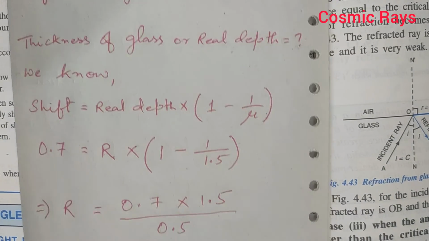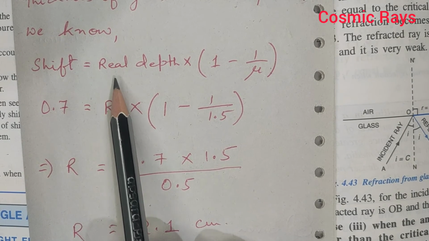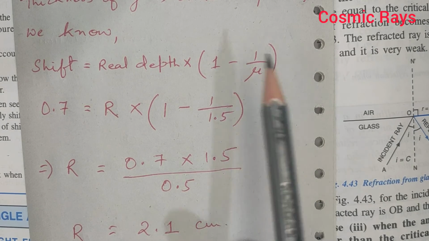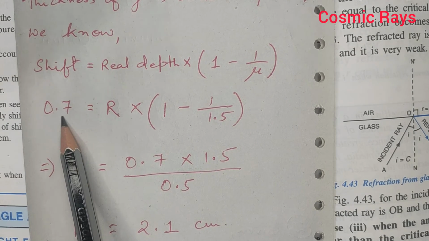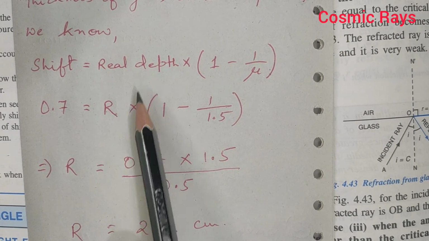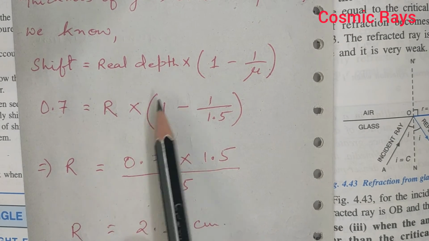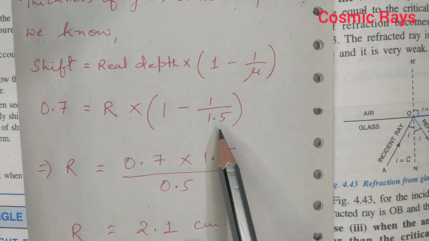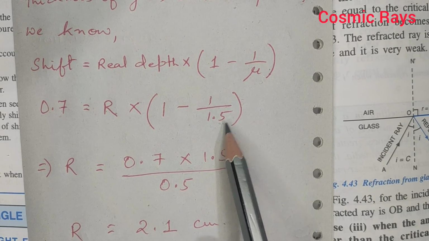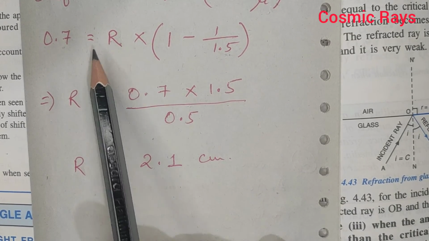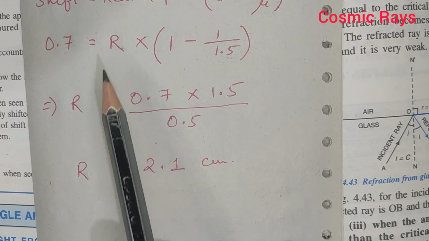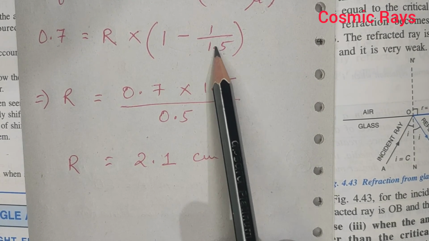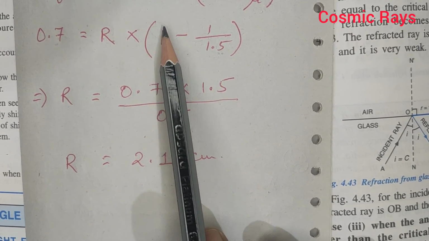So we write the formula that shift is equal to real depth multiplied by 1 minus 1 by refractive index. So shift is given as 0.7 centimeter is equal to real depth, which is what we need to calculate, multiplied by 1 minus 1 by refractive index. The value of refractive index is 1.5. So we need to calculate R. So we keep R on one side and we solve this and cross multiply. So here when you take LCM, this part becomes 1.5.